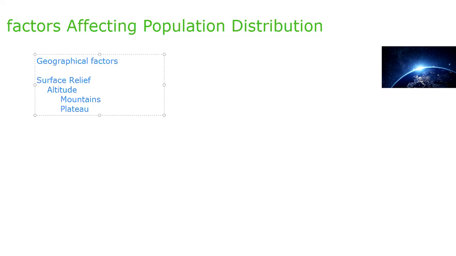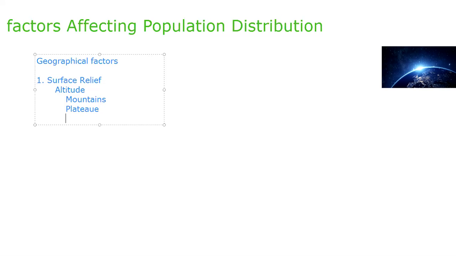Then second type is plateau according to altitude. So these are the subcategories. These are geographical factors. Surface relief is the first sub factor. So according to surface relief, the feature is altitude, and according to altitude, we have mountains. So people won't live in mountains because of high altitude.